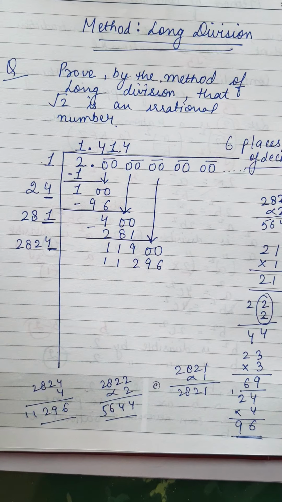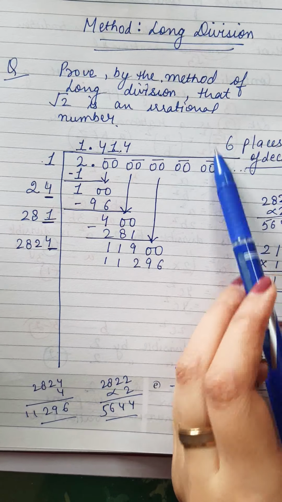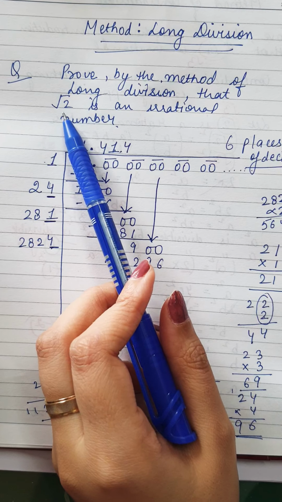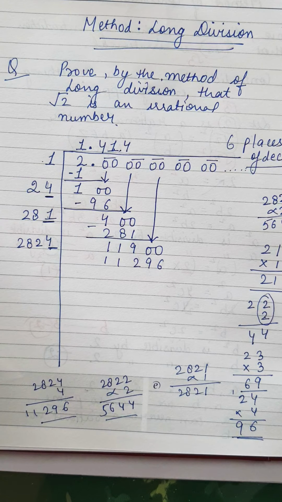So in the end you can say, since the decimal places are non-terminating, under root 2 is an irrational number. Alright, I hope both the methods are clear to you.